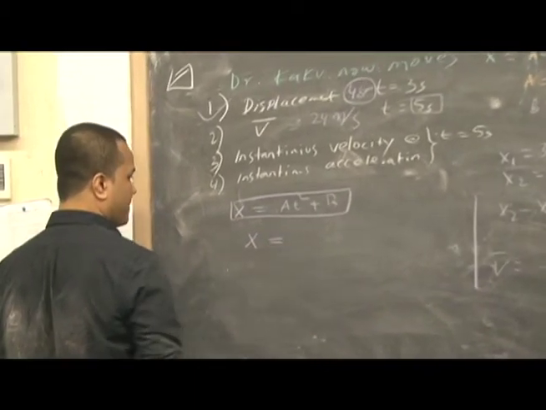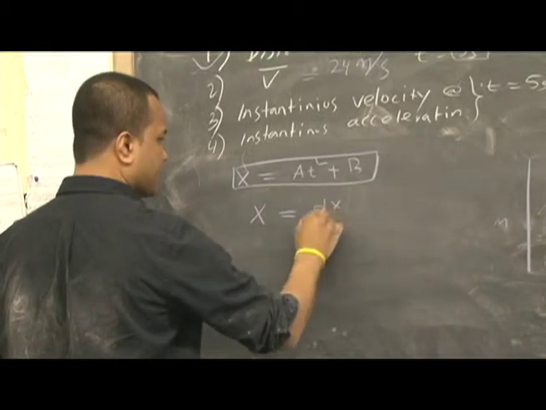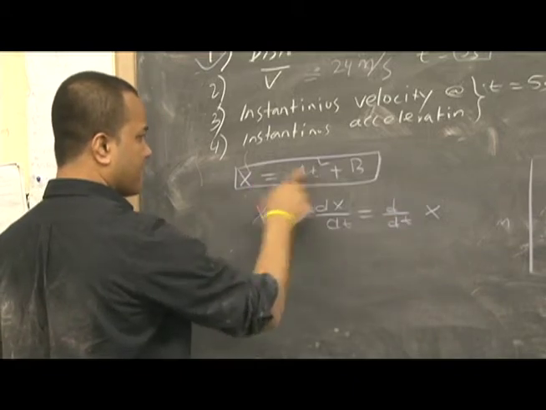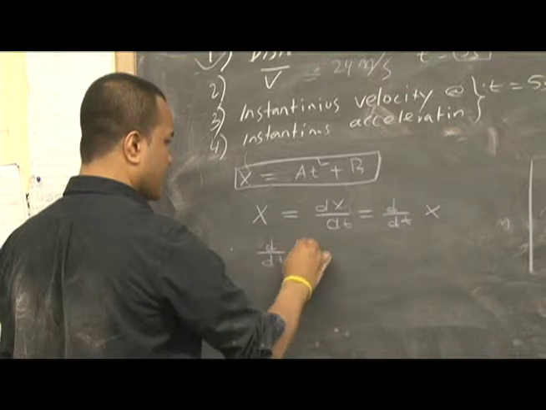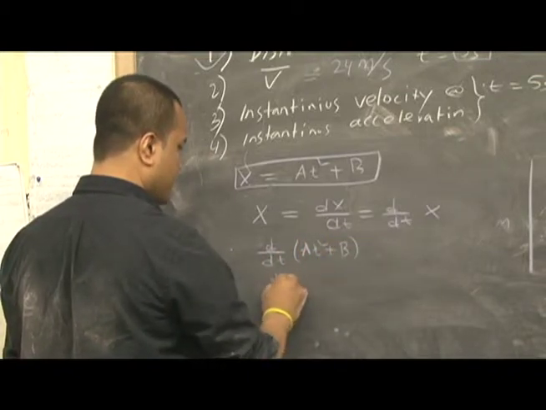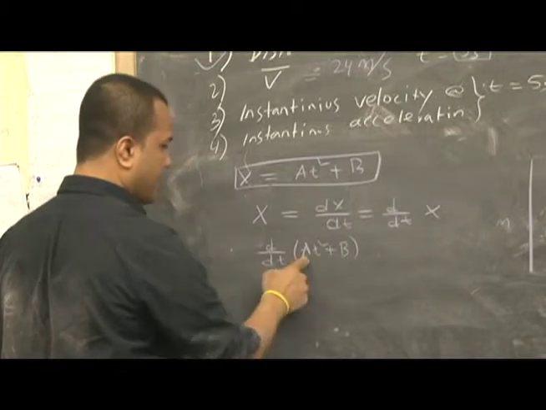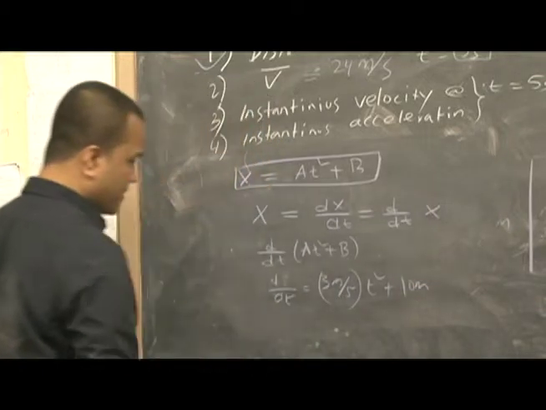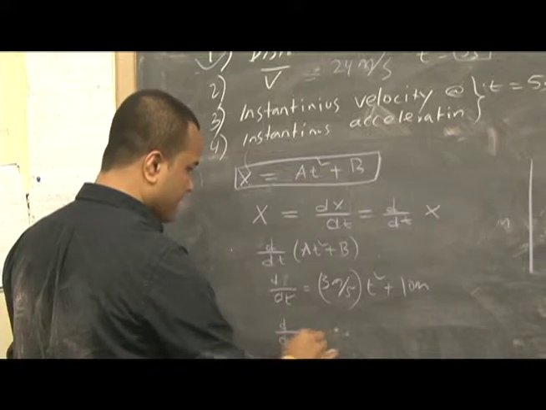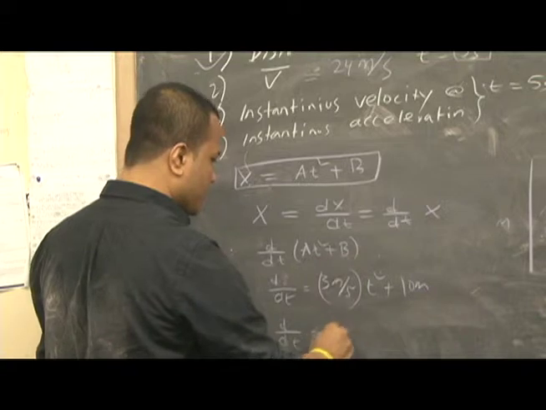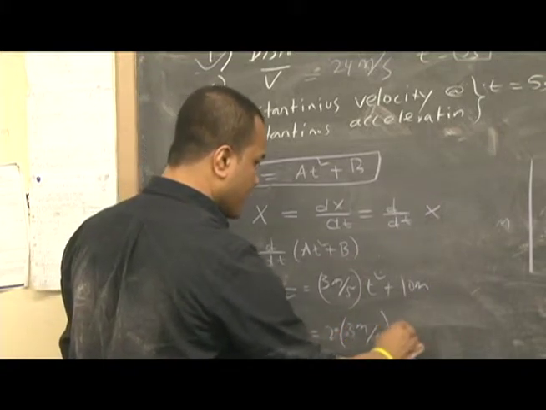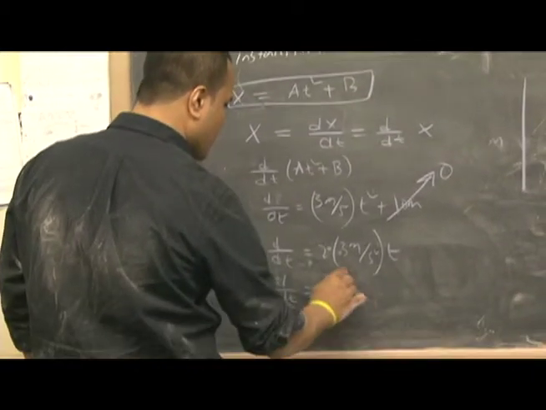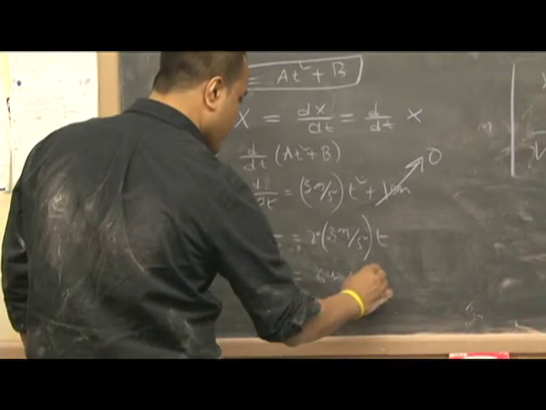So the velocity is dx dt, which we can write as d over dt of x. What is x? x is the whole thing. So d over dt of at squared plus b, where a is 3 meters per second squared, t squared, and b is 10 meters. Now we're gonna differentiate this. Taking the derivative, 2 comes here, 3 meters per second squared t, and the derivative of a constant is just 0. So it is 6 meters per second squared t, right?